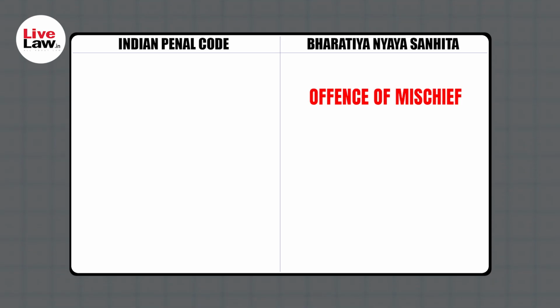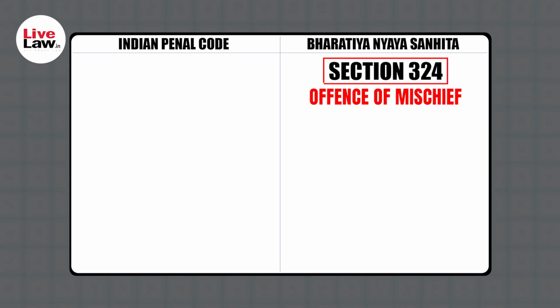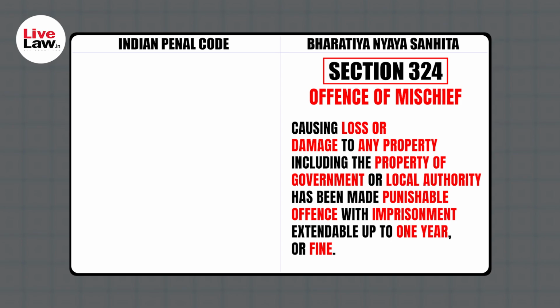Further, the offence of mischief in Section 324 of BNS has been expanded, and causing loss or damage to any property, including the property of government or local authority, has been made punishable offence with imprisonment extendable up to 1 year or fine. These are some of the major changes which can be found in the Bharatiya Nyaya Sanhita. Apart from this, it is pertinent to mention 2 more provisions here.